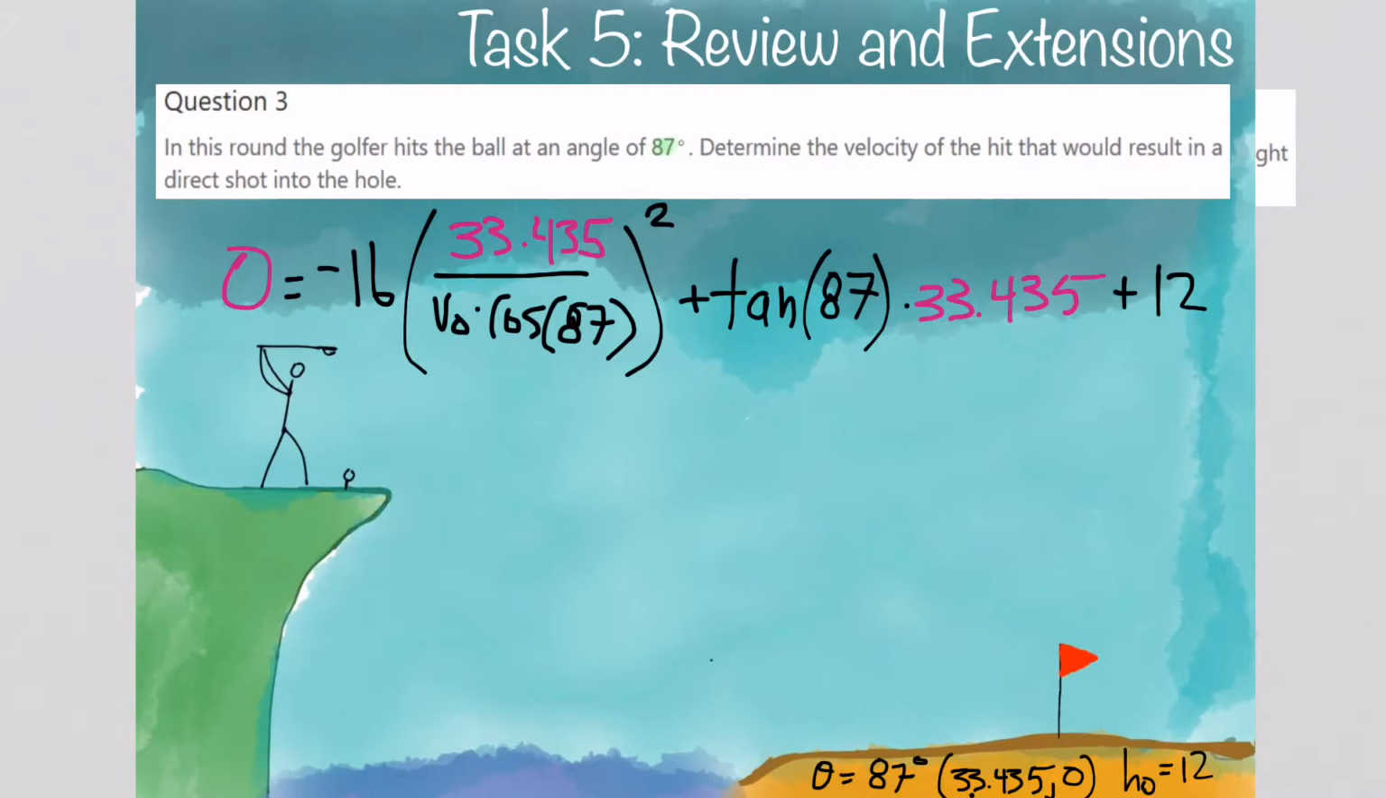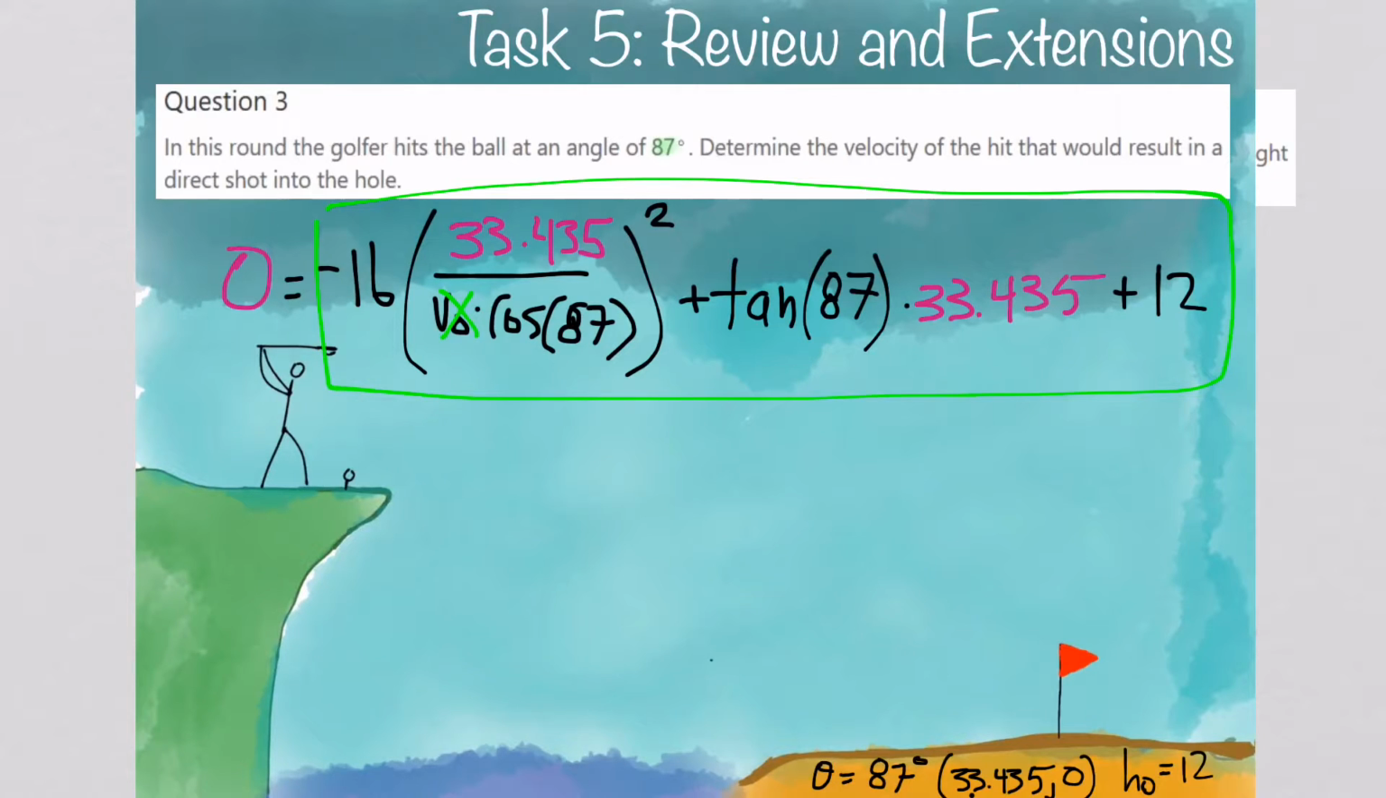So what I'm going to do at this point is go to my calculator. I'm going to graph this entire mess right here with x as my variable in place of v naught. If I type that in carefully and correctly and graph it as y equals negative 16 times (33.435 over x with a cosine of 87 in the denominator as well, all that squared), plus tan of 87 times 33.435 plus 12, I can graph it and calculate the x-intercept, which will solve this equation for x for me. So let's do just that now.